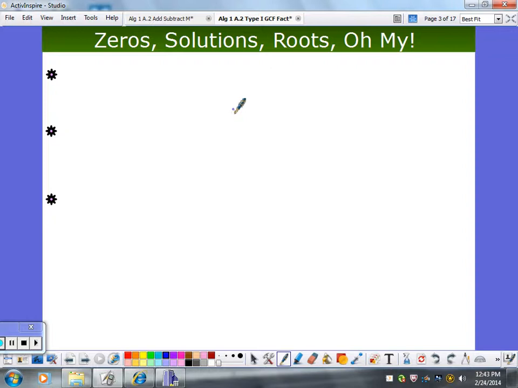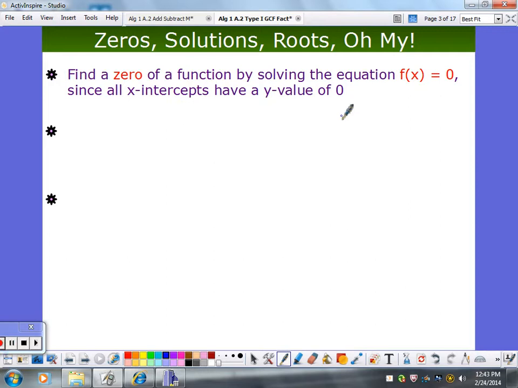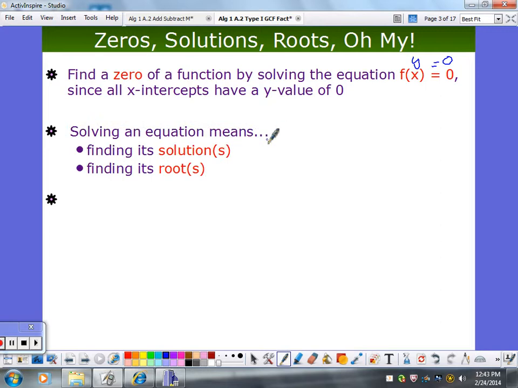Now we've got a lot of vocab here that can be confusing: zero, solution, and a new word, roots. To find the zero of a function, set the function equal to 0 and solve it for x. Why? Because all x-intercepts, which is the same as a zero, have a y value of 0. So solving an equation means finding solutions, right? 3x plus 1 equals 10. What's the solution?